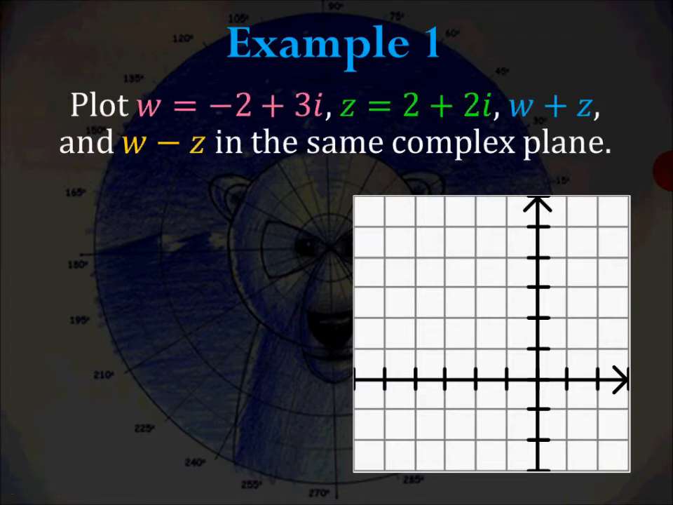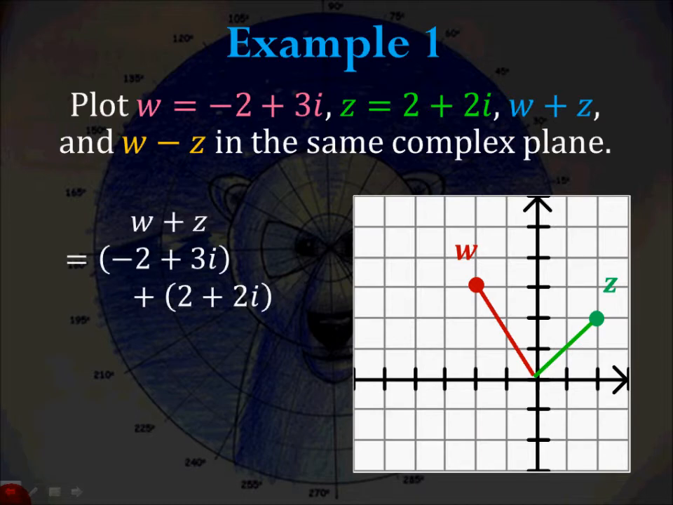Alright, so I've color-coded each one. So let's start with w. W is -2 plus 3i, so that goes here. Yes, you're going to want to draw the segment from the origin to point w. Z is at 2 plus 2i, so it's going to be graphed at 2 comma 2, so this represents z. W plus z, you just add the two complex numbers together and you get 5i, so it's 0 for x, 5 for y. So that segment, this point, is w plus z.